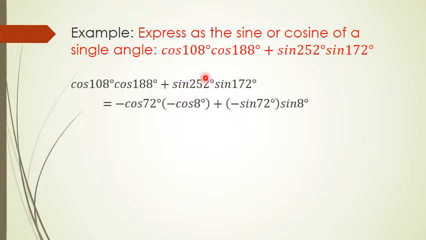252 degrees lies in the third quadrant. In the third quadrant, sine is negative. Then this reduces to sine 72 degrees, which you find by subtracting 180 from 252 degrees. And finally, 172 degrees. This one lies in the second quadrant. In the second quadrant, sine is positive. And subtracting 172 from 180, we get 8 degrees.